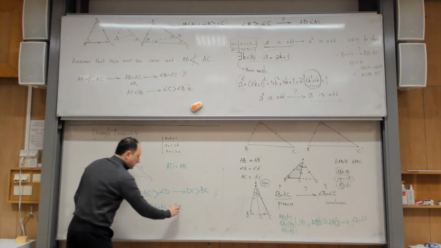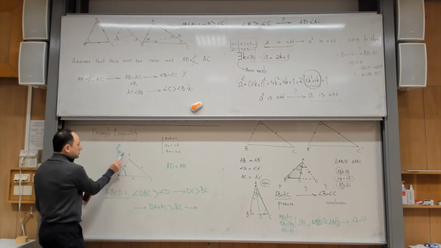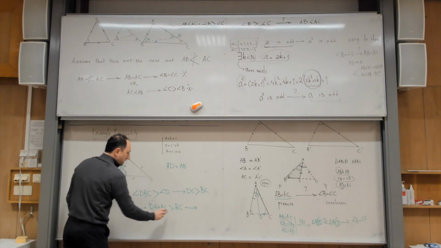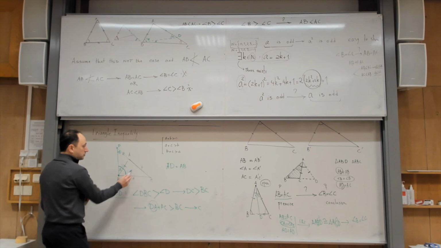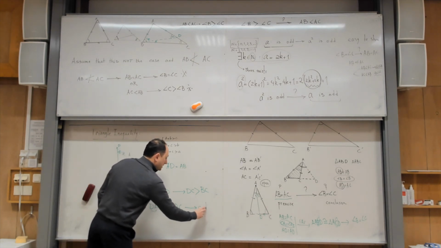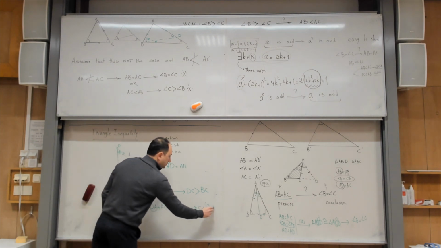But now look, what is another name for DA? By my construction, DA has the same length as AB. But the length of AB is little c. So instead of DA, I can put little c. And instead of AC, I can put little b. And instead of BC, I can put little a. And then I've proved that.